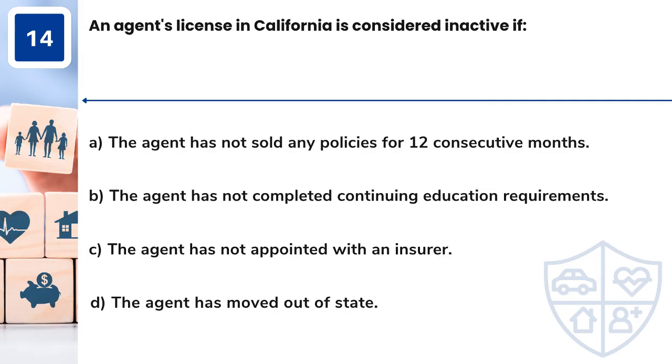Question 14. An agent's license in California is considered inactive if A. The agent has not sold any policies for 12 consecutive months. B. The agent has not completed continuing education requirements. C. The agent has not appointed with an insurer. D. The agent has moved out of state.